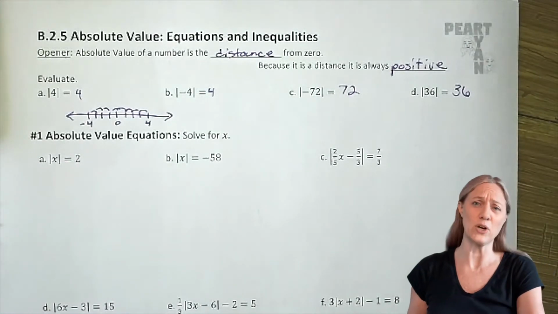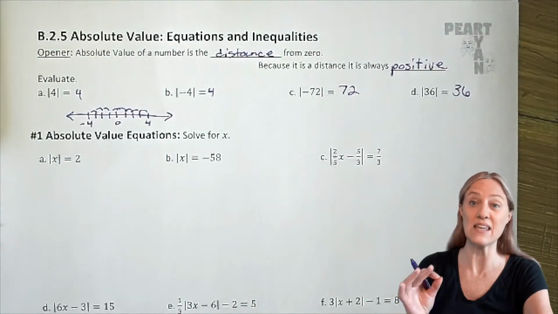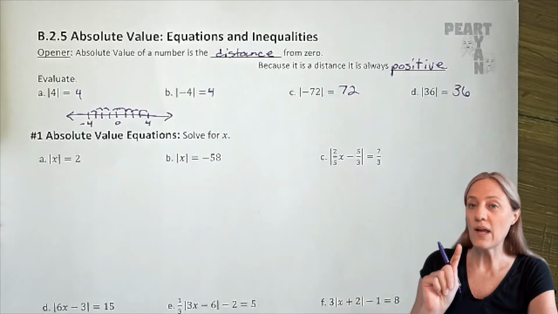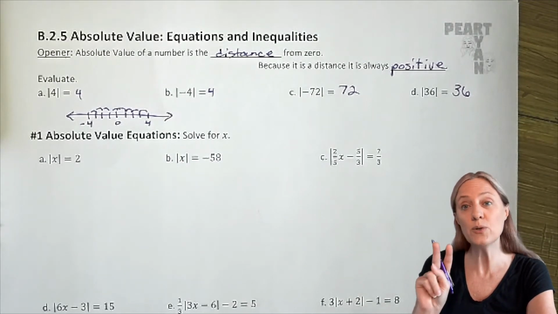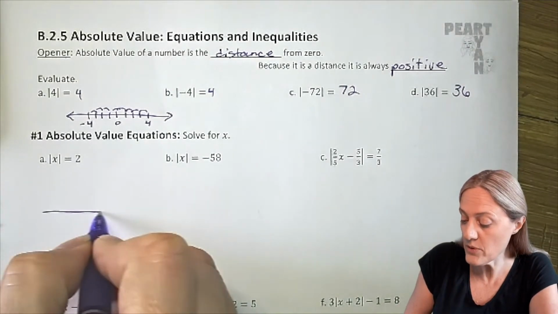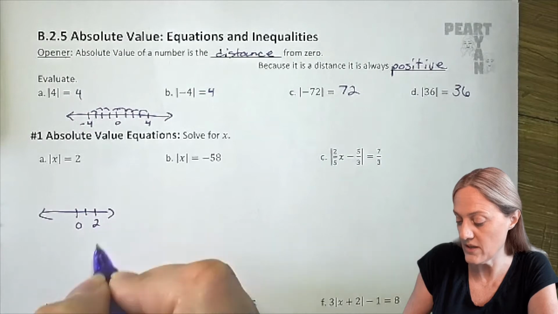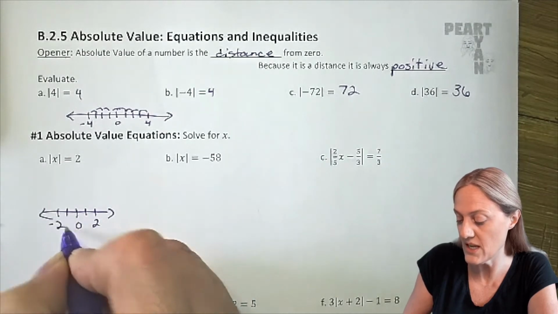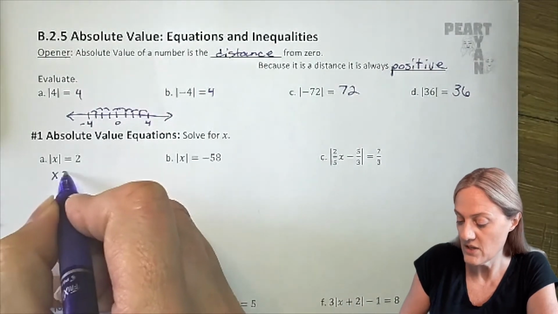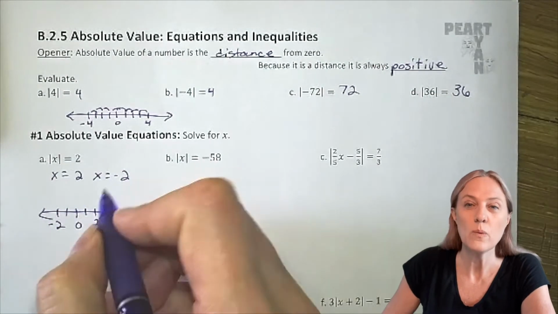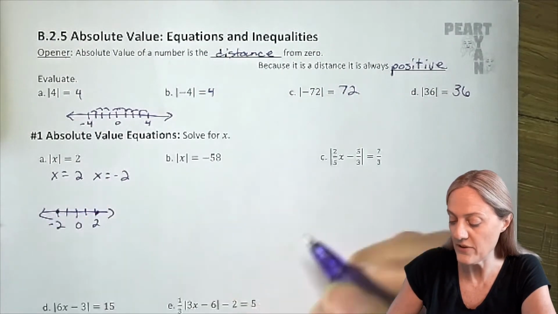So now when we have equations, absolute value of x equals 2, we have to stop and think about any possibilities that are 2 units from 0. So when I go through this, I want to have that number line to think through and go, okay, so +2 is 2 units and -2 is 2 units. So x can equal 2 or x can equal -2. We need to make sure and have both values present.